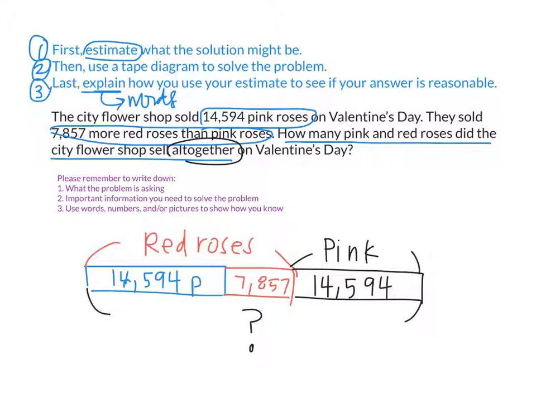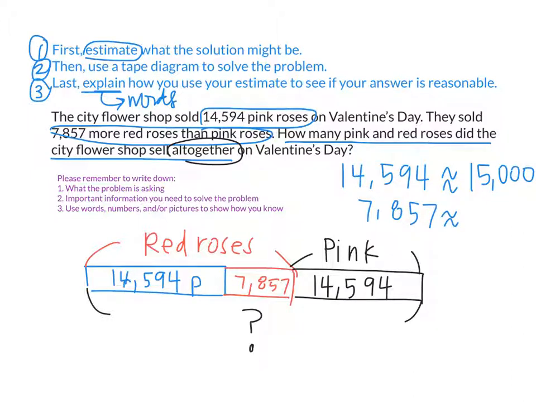14,594 is pretty close to what number? By the way, wavy equal signs like that mean pretty close to or about. Would you guys say it is about 15,000? Yes? Okay. 7,857 is pretty close to, is it closer to 7,000 or 8,000? 8,000, good.